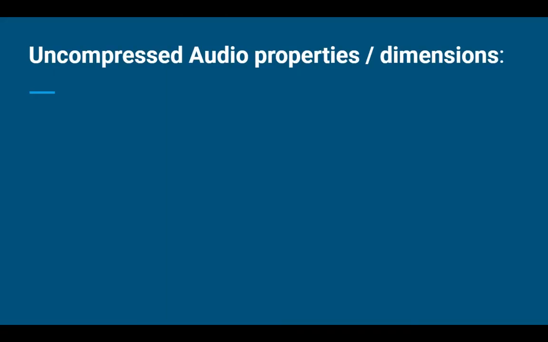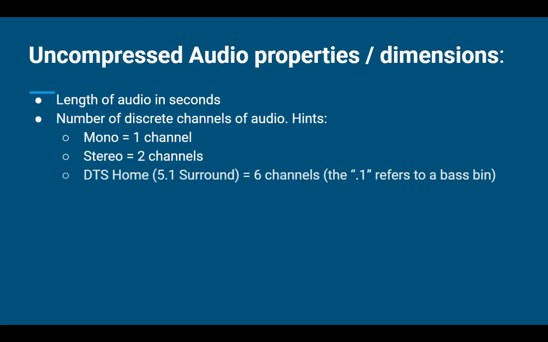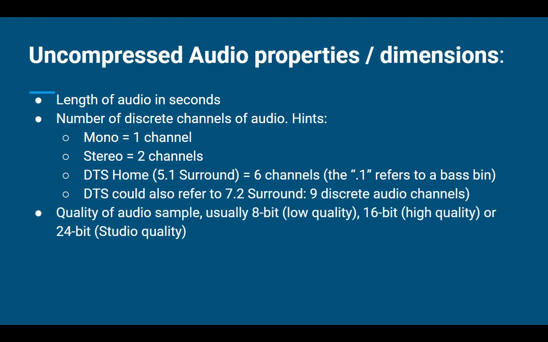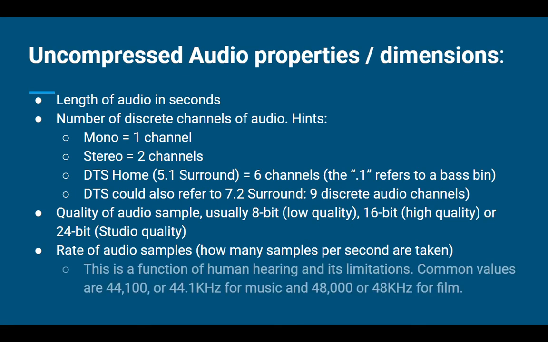For uncompressed audio, once again, you need the length of audio in seconds, the number of discrete channels of audio, for example, mono, stereo, DTS, or DTS again. The quality of the sample: low, medium, high, or studio. 24-bit for studio. If you're going to go and make lots of money making music, awesome, congratulations. You'll record in 24-bit because you can, and then you'll mix down to 16-bit. And the rate of audio sample, 44 kilohertz, 96 kilohertz.